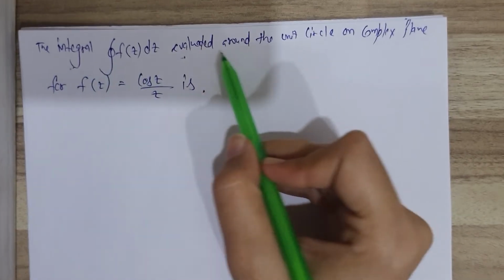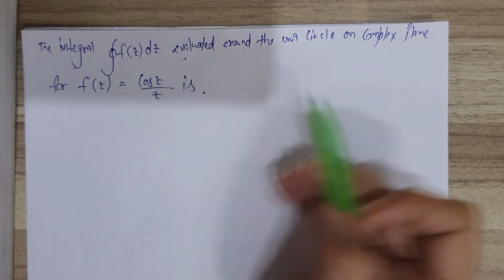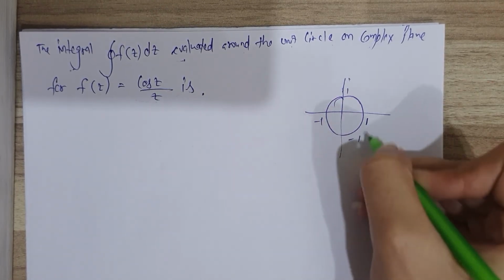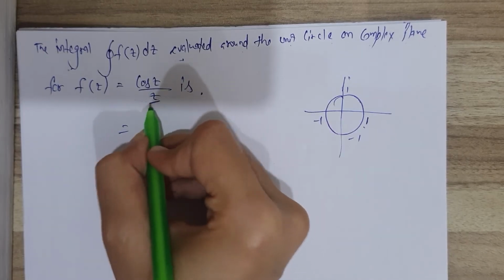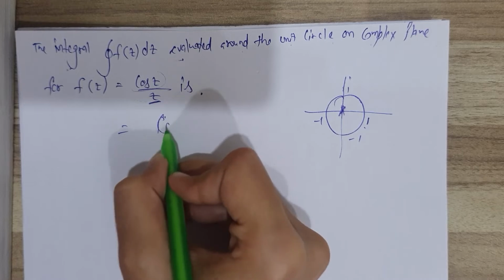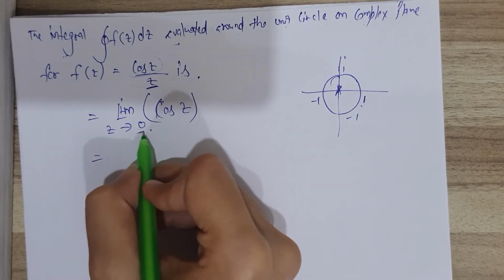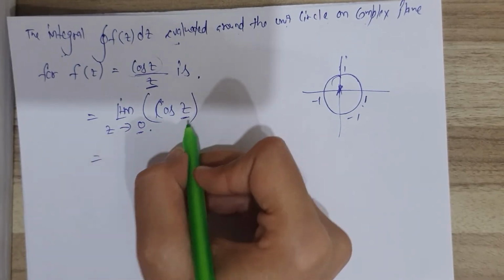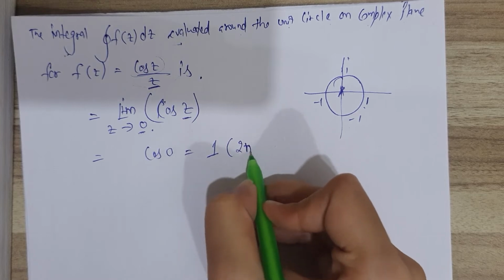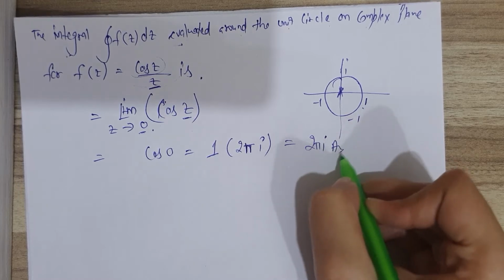The next question is this: evaluated around the unit circle in the complex plane, f(z) is this. Now this is the unit circle, from 1 to minus i. It means that z equal to 0 lies somewhere here, and this is the function cos z. Limit z tends to 0. Now put z equal to 0. Cos 0 is 1, into 2 pi i. So 2 pi i comes out to be the answer.